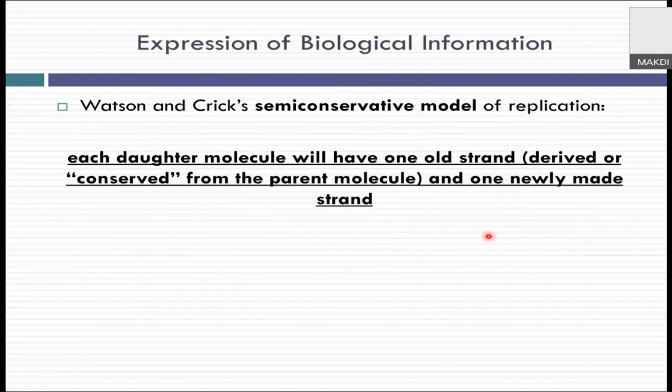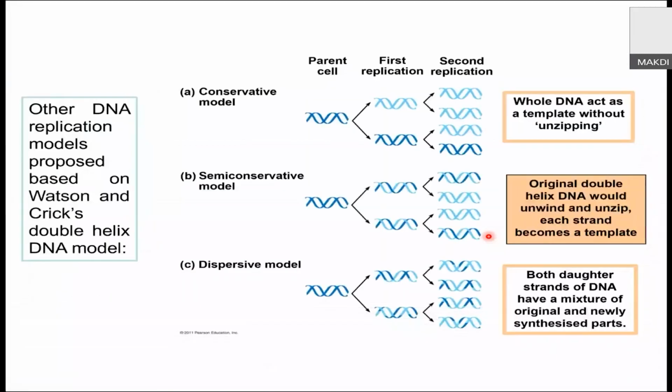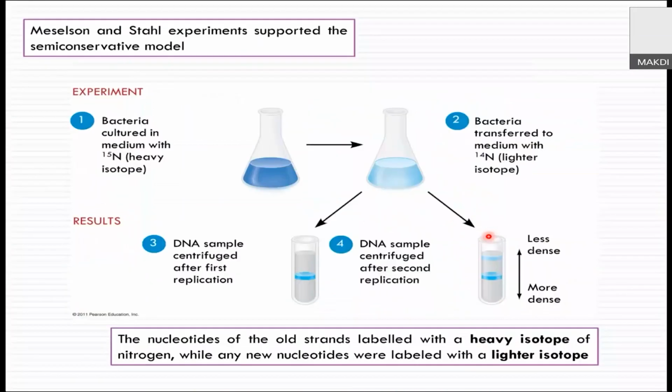So the replication of DNA can be explained by using a semi-conservative model. Because before the semi-conservative model was confirmed, there were other models being proposed. Actually, there were three models proposed here, including the conservative and dispersive models. But because of the experiment by Meselson and Stahl, this one you can read.